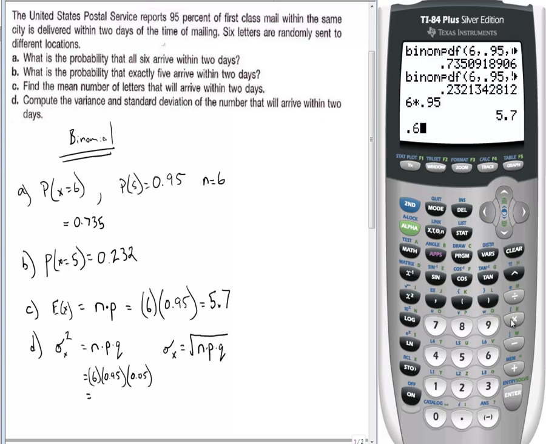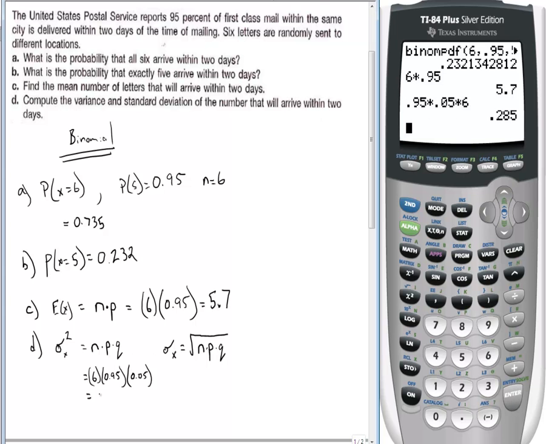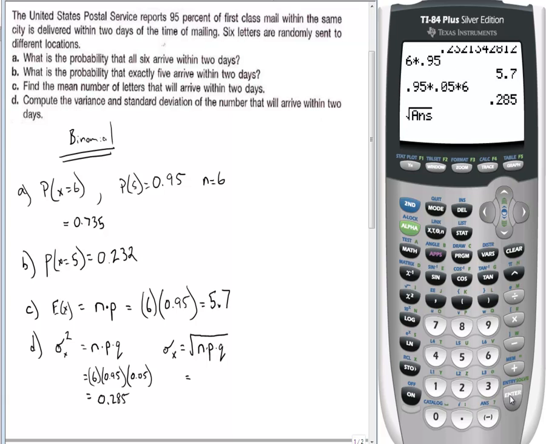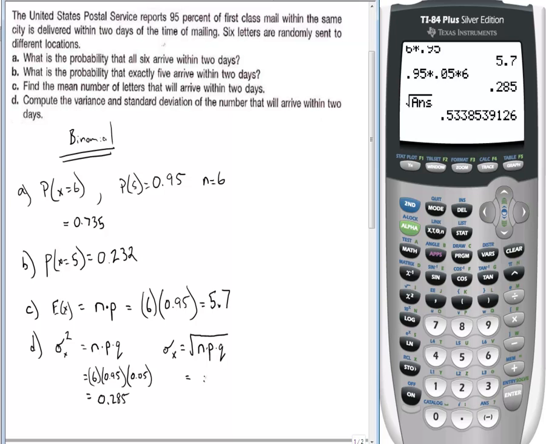And that's going to give us 0.6. That's not right. 0.95 times 0.05 times 6. So that's our variance, 0.285, and the square root of that is our standard deviation. Square root of the answer is 0.534. And so that's that example.